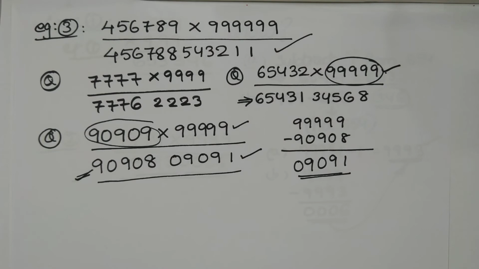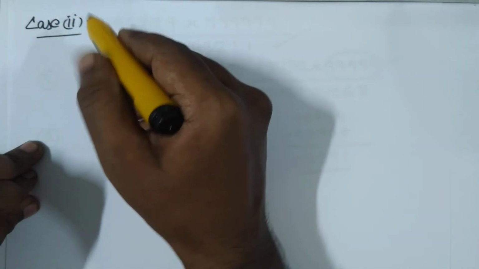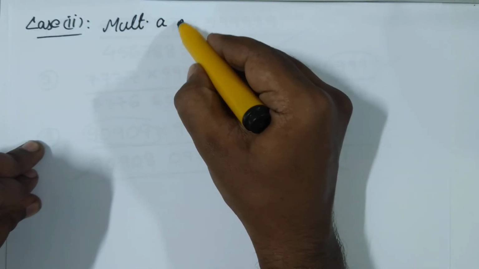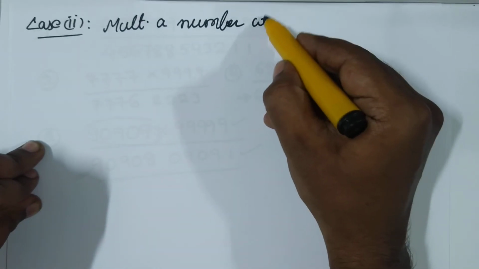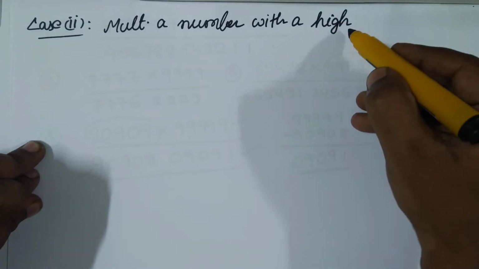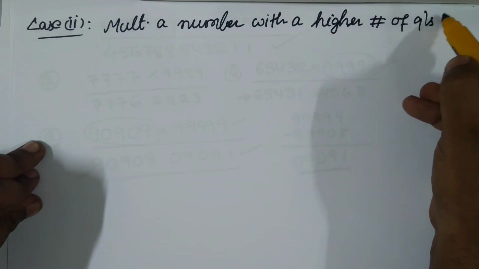Let's go for case 2. Case 2 is multiplying a number. You take a number and multiply it with a higher number of nines. So multiply a number with a higher number of nines. Then what do we get in this case?